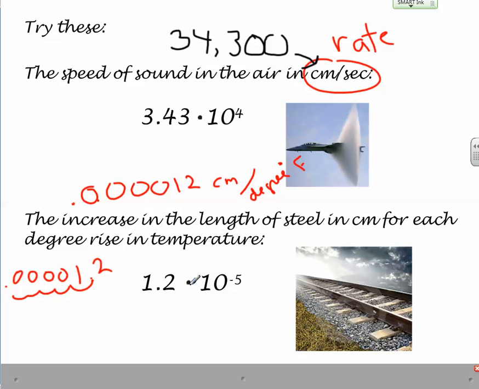And you guys were getting really good at it. You knew I had to move the decimal 5 times to the left. 1, 2, 3, 4, 5. I have to move it once to the left to get it in front of the 1, which means I have to put in 4 more placeholders of zeros. And so that is this number, 0.0000012 centimeters. That's 12 millionths of 1 centimeter. So it's a pretty tiny amount.